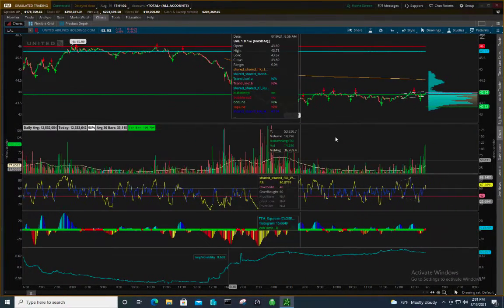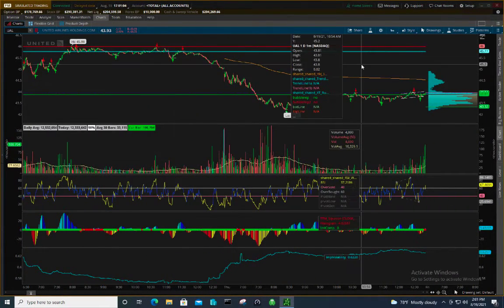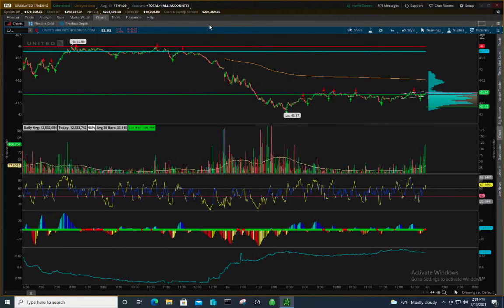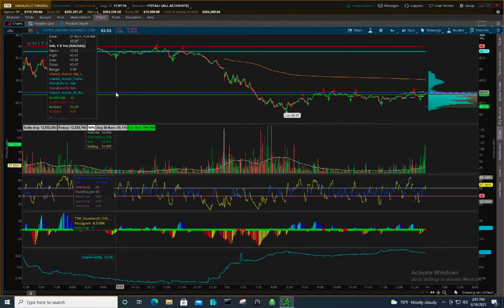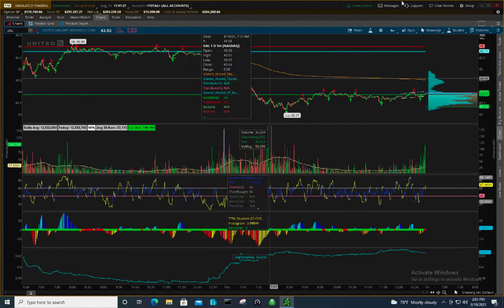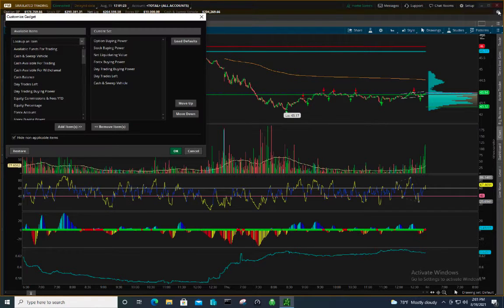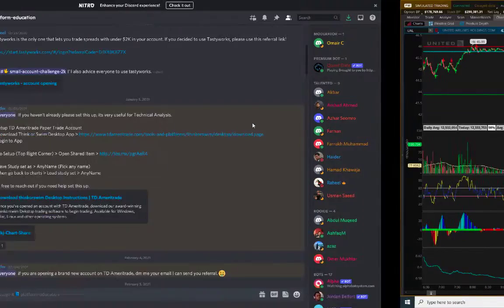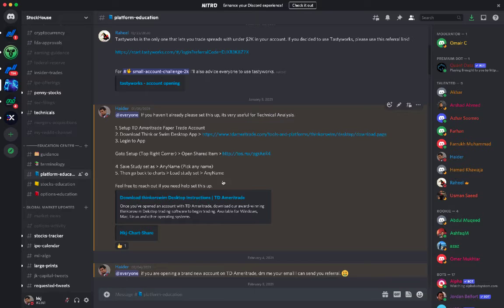So this is my ThinkorSwim. For starters, you have to set up an account, even a paper trade account at TD Ameritrade, and then you download ThinkorSwim. Then you log into ThinkorSwim, and once you are logged in, by default it has a very different view. So what you have to do is you go to setup and you click open shared item, and then you use this link that I have shared here.